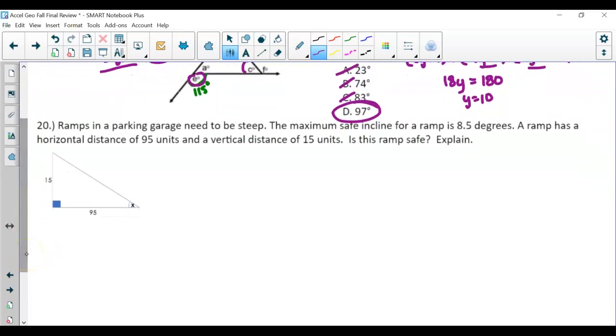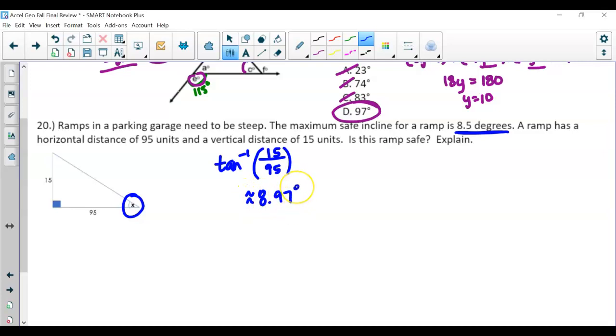Now question 20. Here, this represents a ramp in a parking garage. The safety maximum for safe incline, the maximum is 8.5 degrees. So given this situation of the horizontal is 95 units and the vertical is 15 units, is the ramp safe? Well, first we got to figure out what this angle is. We're going to use inverse. So this is opposite and adjacent. So we're going to use inverse tangent of opposite, which is 15 over 95. That's how you get approximately that this angle here is about 8.97 degrees.